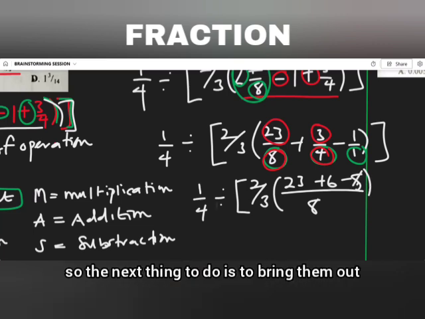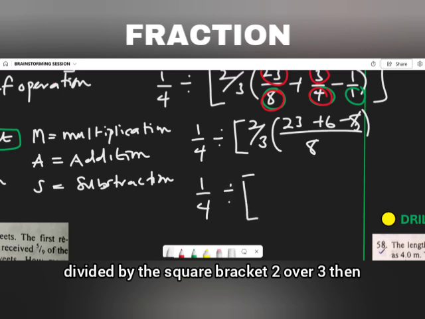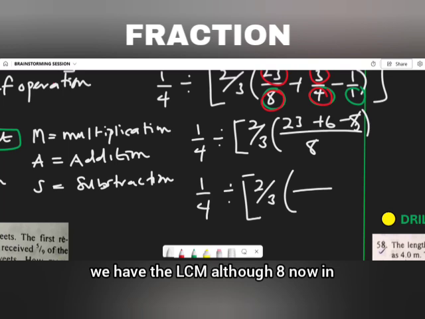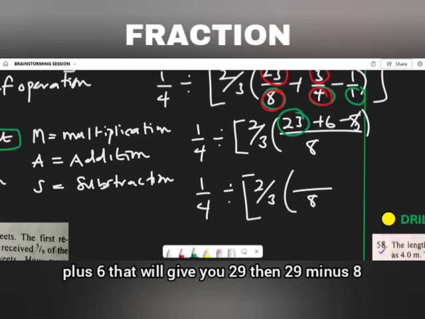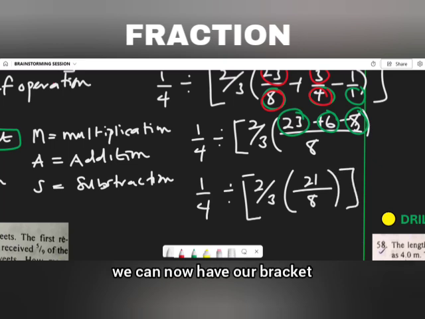So the next thing to do is to bring them out. Bringing this out, we're going to have 1 over 4 divided by the square bracket 2 over 3, then we have the LCM all through 8. Now in this case, we're going to have 23 plus 6. That will give you 29. Then 29 minus 8 will give you 21. So here is 21. We can now have our bracket.